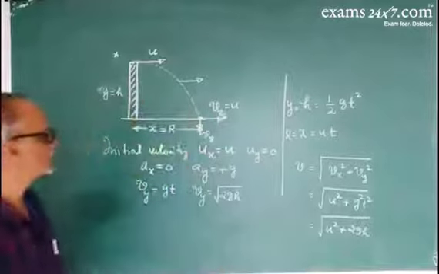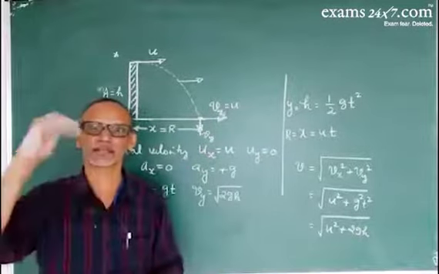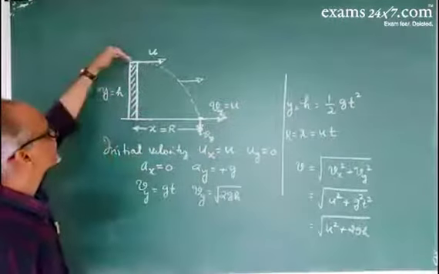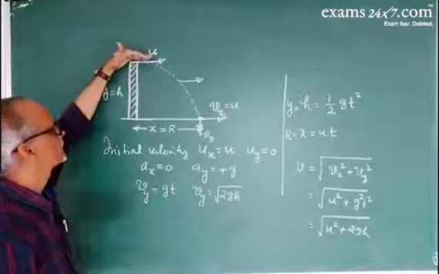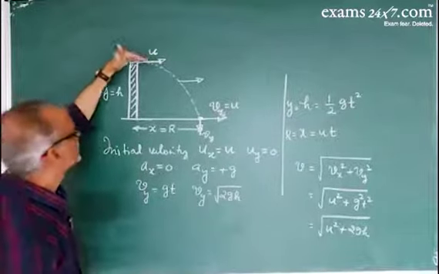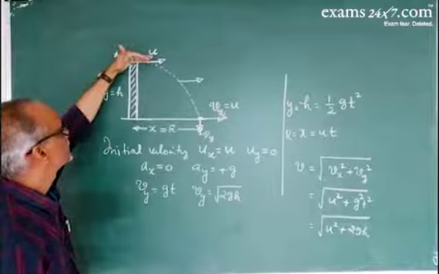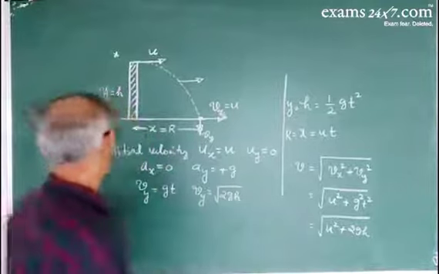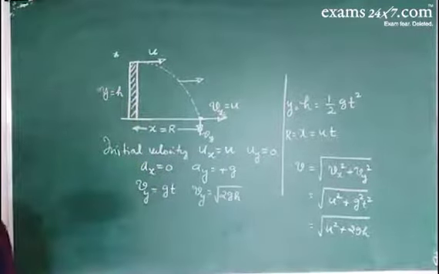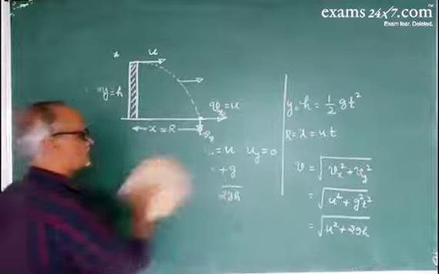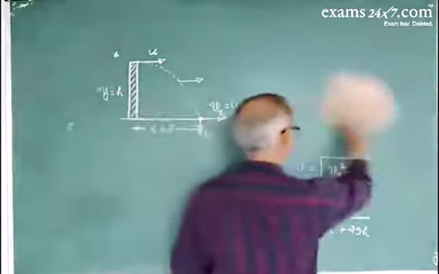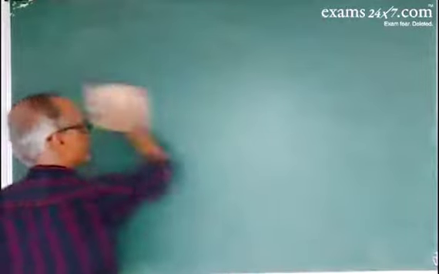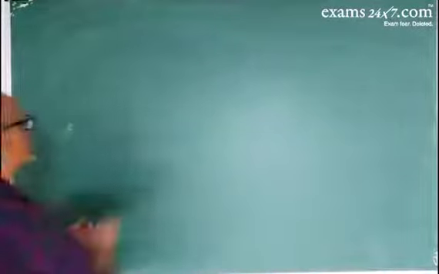So these are the equations used when a projectile is projected from a certain height along the horizontal. Now, what if the projectile is projected from a certain height, making a certain angle above the horizontal? That is the next case which I'm going to explain. If the projectile is projected from a certain height, making an angle theta above the horizontal.